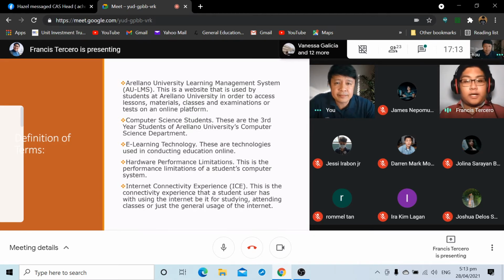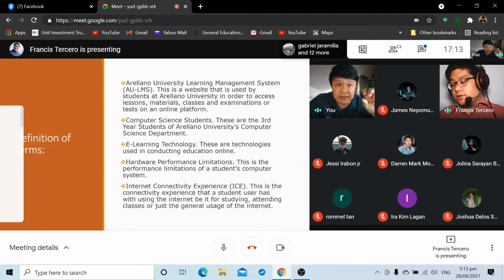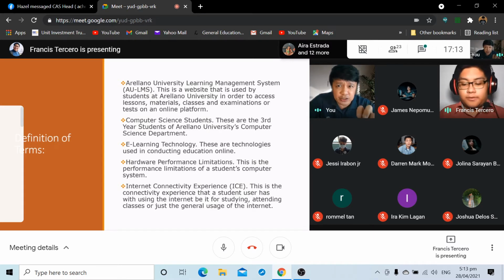Okay, sir. So again, would you like to change the definition of computer science students, sir? Anyway, it's okay. The definition is there. But when you formulate the definition, it should be operational, not lexical. Not taken from the dictionary or any online dictionary. The definition should be based on how you use it in the research. I tried to do that, sir. Okay, this portion. Next part. Okay.